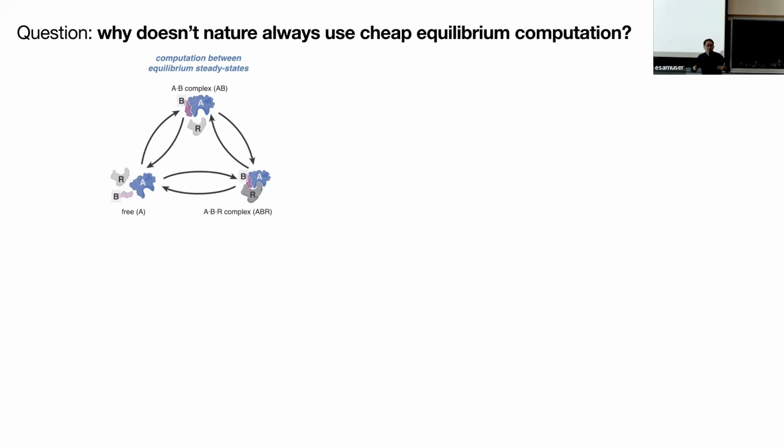And this would be equilibrium computation. I would maybe spend some energy in producing or degrading A or B, but once it's set at that steady state, I don't have to put in any more energy. Yes, go ahead. What do you mean by computation?